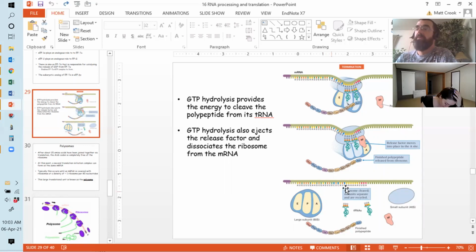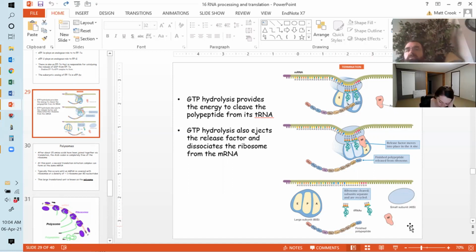And the last thing that has to happen is this whole assembly, and this is a huge complex of proteins and ribosomal RNAs, needs to dissociate. And so the energy that was used to cut off this polypeptide chain also allows the dissociation of this complex. So we now have, again, our large subunit, our small subunit, the tRNAs that have given up their amino acids, all of that kind of falls to pieces and essentially gets reused in another round of translation.